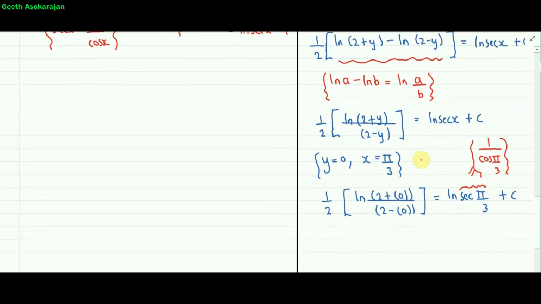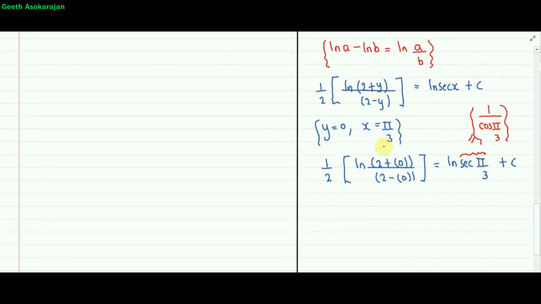Okay, and let's go one stage further. So I've got half in a bracket ln of 2 plus 0, which is 2 on the top, over 2 minus 0, which is 2 on the bottom. 2 over 2 cancels to give us 1, and that is equal to ln of 1 over cos pi over 3. Cos pi over 3 is half, and 1 over half is 2, plus c.